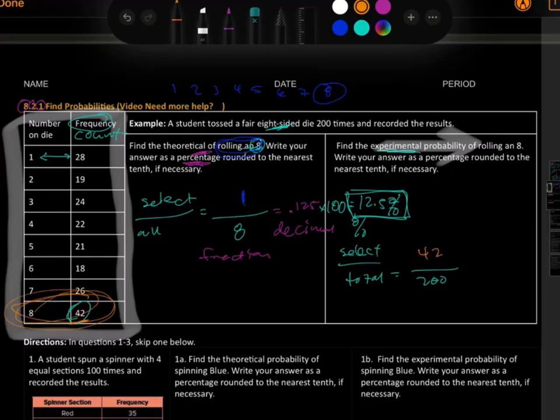And so let's convert that to a fraction and decimal. This one's kind of nice because if you just divide it by 2, you'll get 21 over 100. And that's what percent means, out of 100, so this would be 21% is your answer. So the experimental does not match the theoretical. But if you did this a bunch more times, guess what would happen? We would go closer to 12.5%.